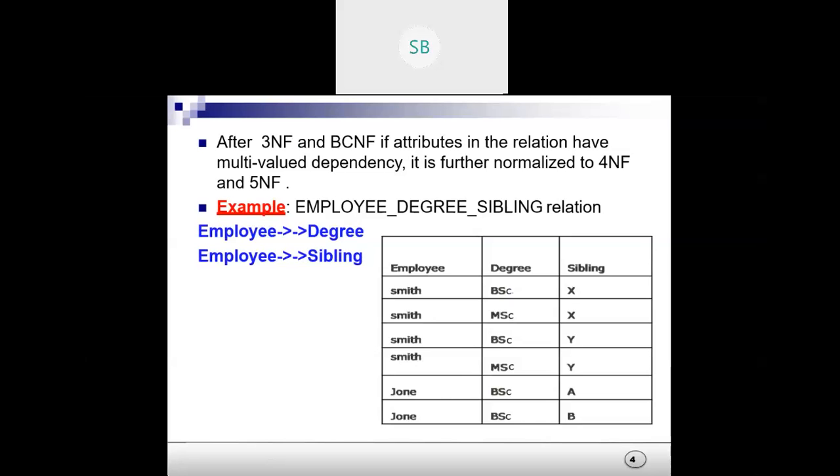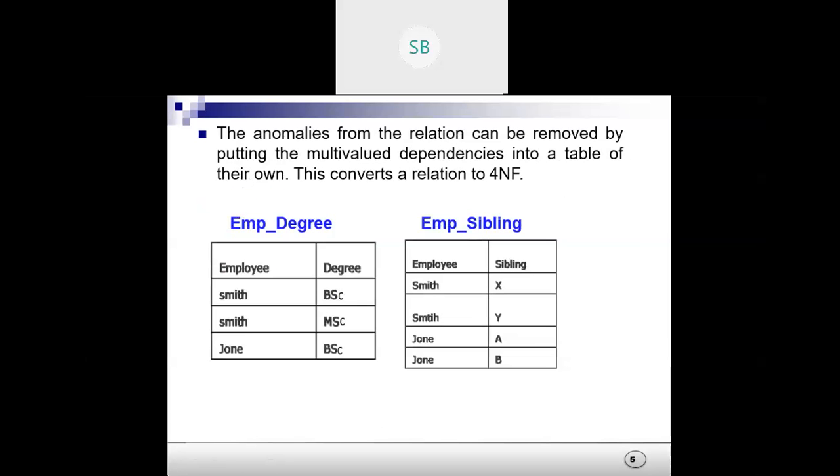Why do we need to write everything two times? So we go for the multi-value dependency. If there are multi-value dependencies, how do we solve it? We can break this table. We can remove the anomalies by putting multi-value dependencies into tables of their own. So we can have an employee degree table where the employee and the name of the degree will be stored, and another table, employee sibling, where employee and the sibling can be stored.